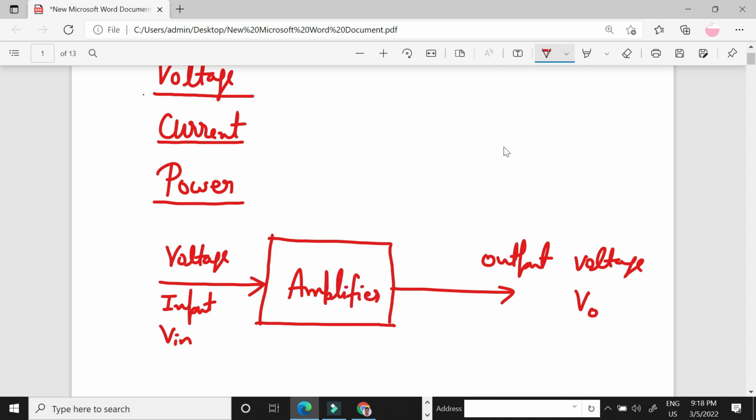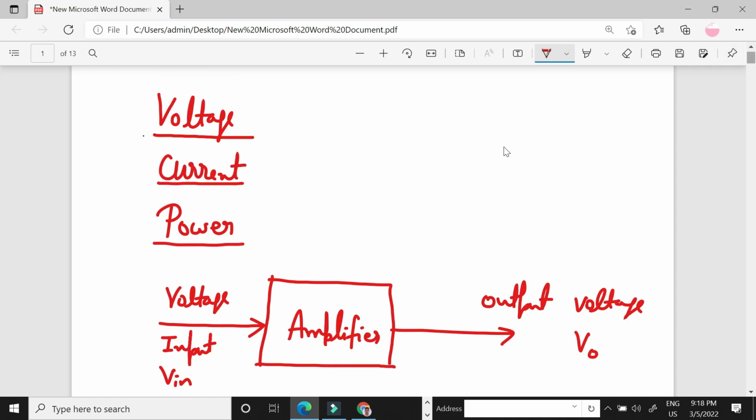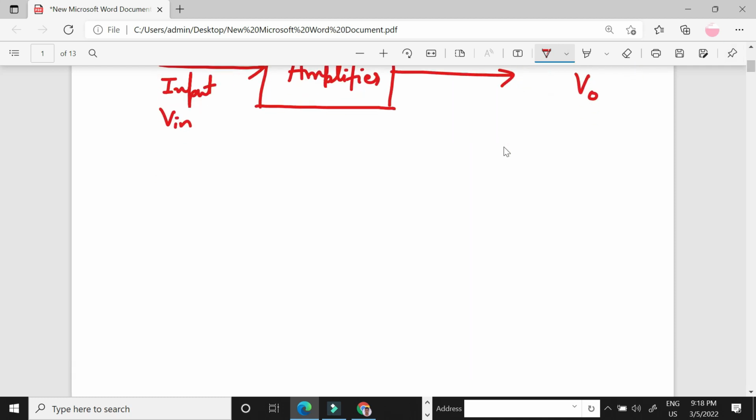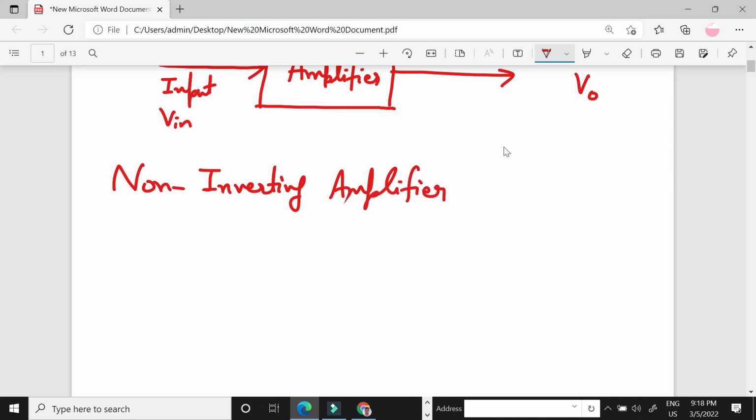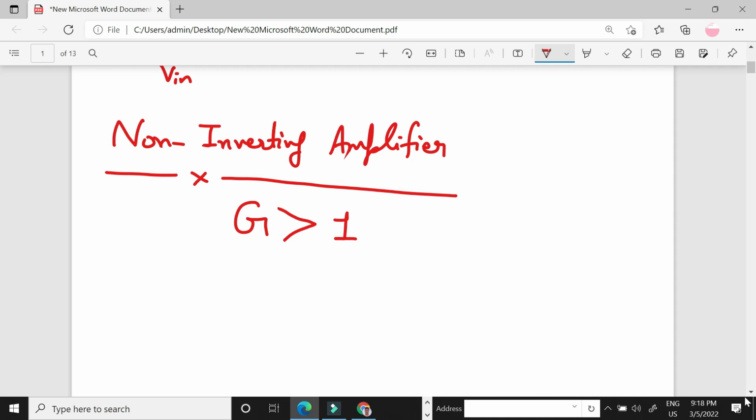So in case of a non-inverting amplifier, the gain of the amplifier is always greater than 1. How? We will see.